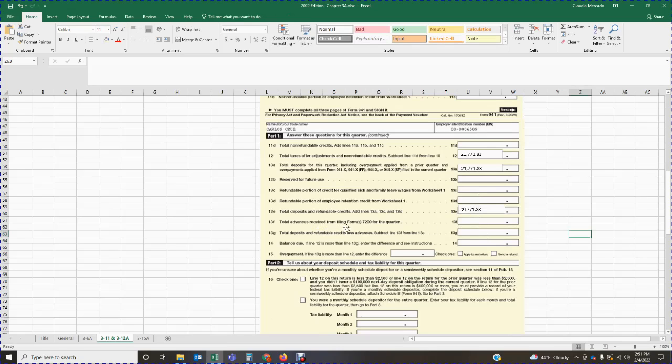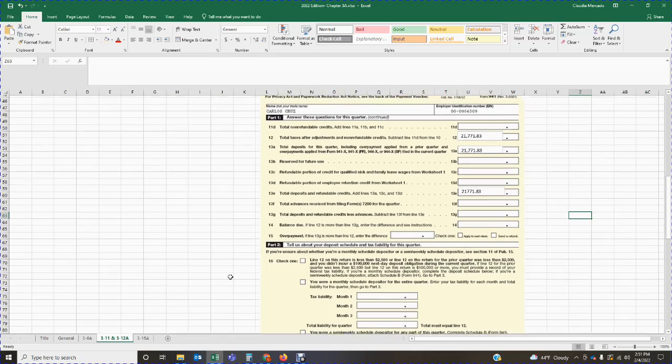Total advances received from filing form 7200 for the quarter. That was not provided, so that is left blank. 13G. Total deposits and refundable credits less advances. Subtract line 13F from line 13E. Okay. So subtract line item 13F, which has 0, from line 13E. So that gives me 21,771.83. So that is the amount I'm going to plug in over to line item 13G.